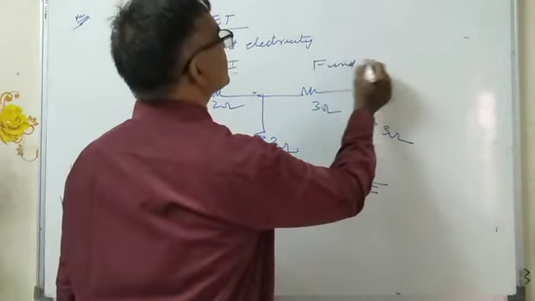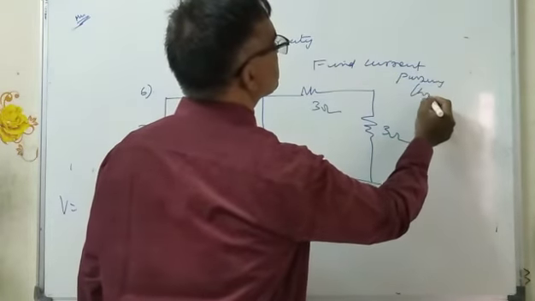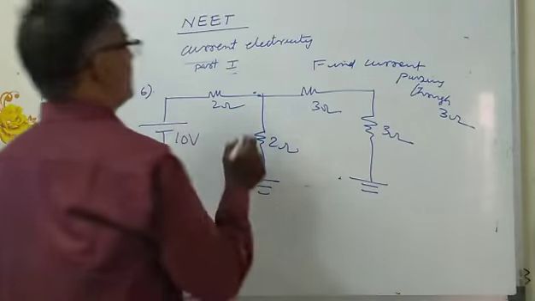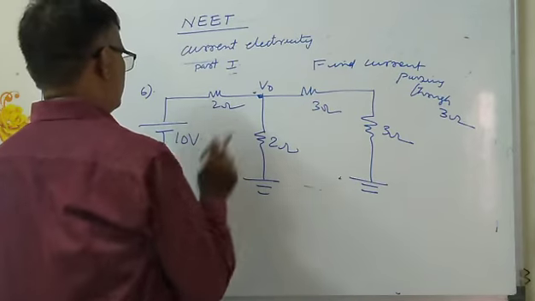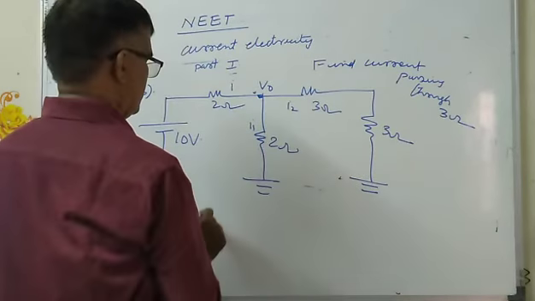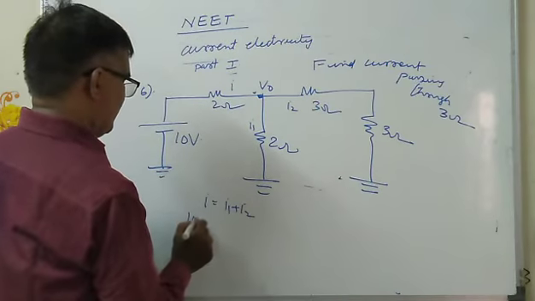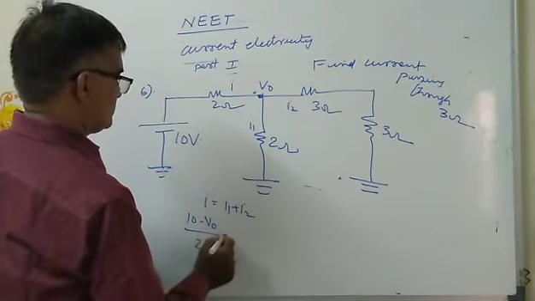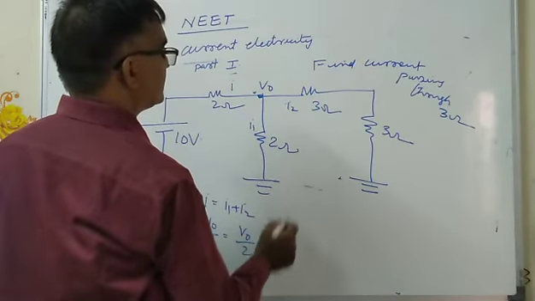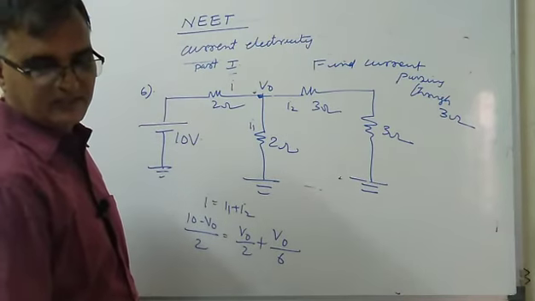Now you will take this as V naught. We will find out the potential here. This is I, this is I1, this is I2, like this. So by Kirchhoff's laws, I is equal to I1 plus I2. We use this: (10 minus V naught) by 2 is equal to V naught by 2 plus V naught by total resistance 6, V naught by 6.